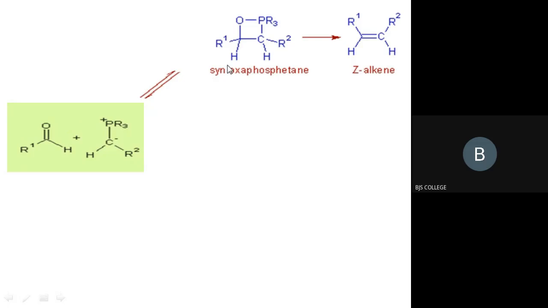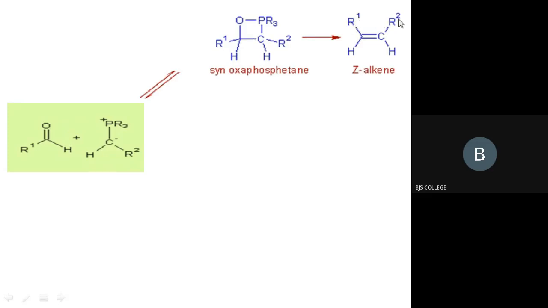That I can add, there is a syn addition reaction, that is syn oxaphosphetane will be formed, a betaine. Syn means what? R1 and R2 to the same side and hydrogens are to the same side. You can see here there are two hydrogens and there are R1 and R2. If they are to the same side, then it is called syn addition, and they will form a Z alkene as a product. Z means what?